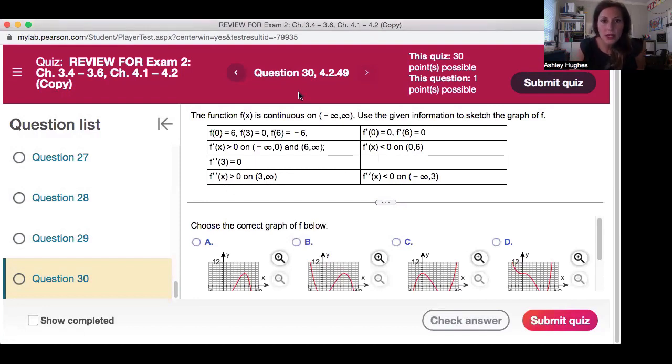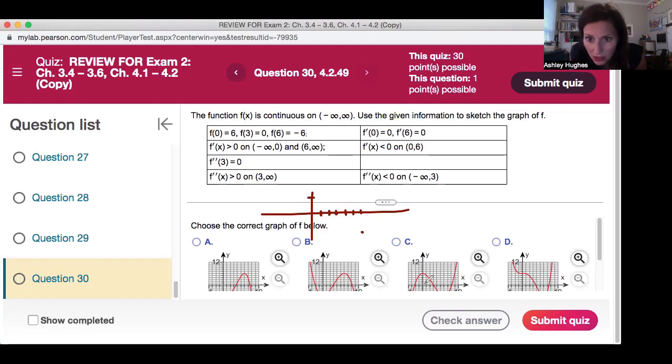Okay, so I need to sketch the graph. So first we have f of 0 is 6. F of 3 is 0. F of 6 is -6. So it looks like both of these are contenders. But then it says f double prime of 3 equals 0. So it's a possible point of inflection, which that one looks like it is.